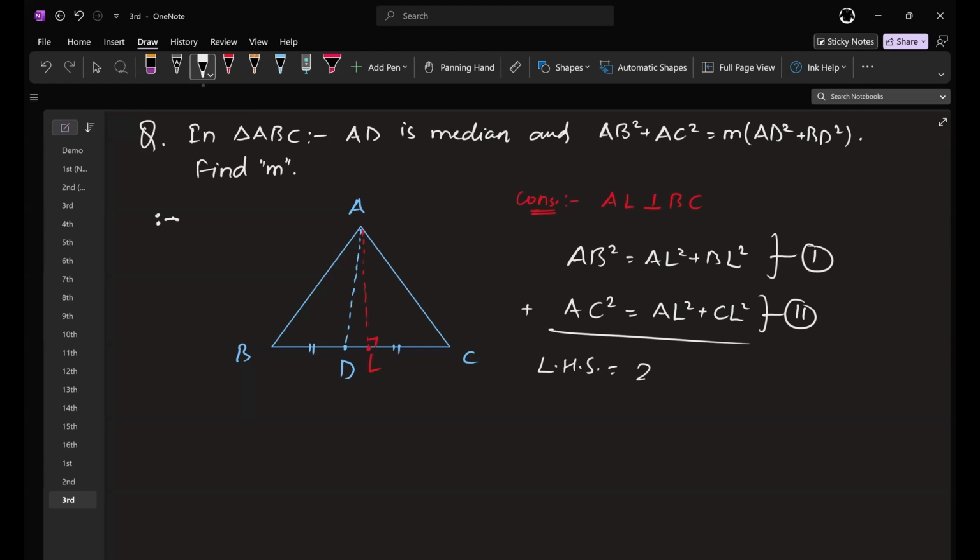But how? This will become 2AL square plus BL square plus CL square. But we want on the right hand side AD square plus BD square. How to get that? After this, what now?